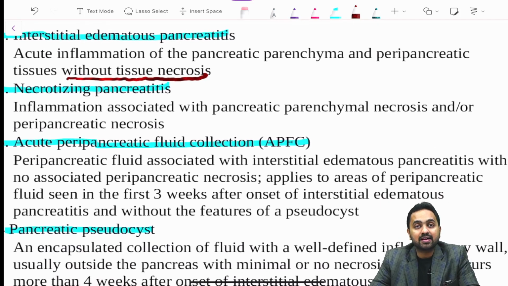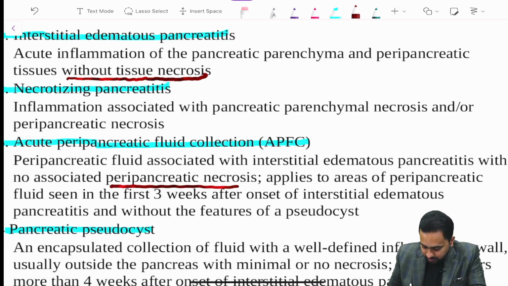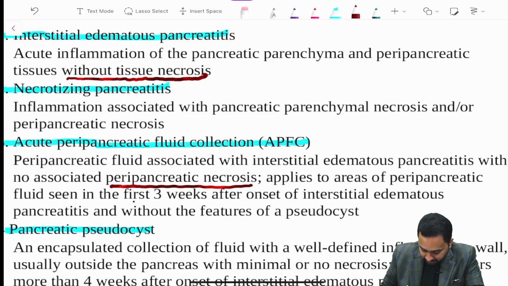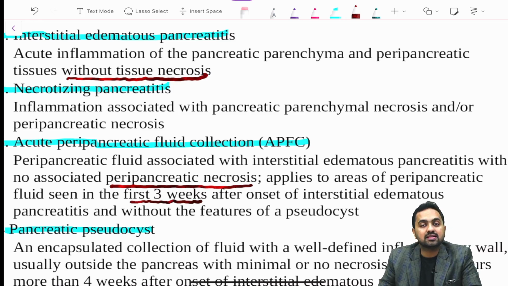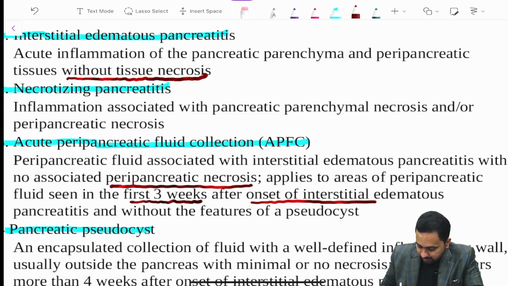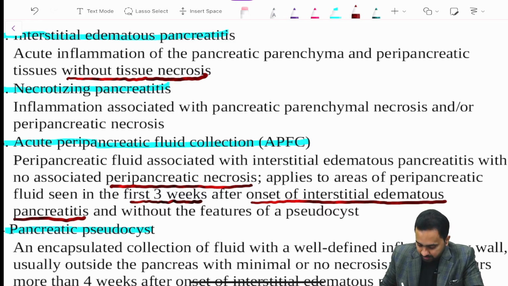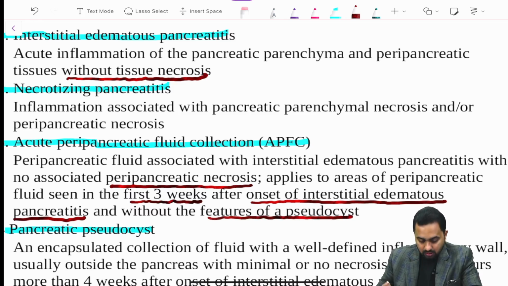Then we have your acute peripancreatic fluid collection. So this is peripancreatic fluid associated with interstitial edematous pancreatitis with no associated peripancreatic necrosis and applies to areas of peripancreatic fluid seen in first 3 weeks after onset of interstitial edematous pancreatitis and without any features of pseudocyst. So this is about your acute peripancreatic fluid collection when there is no pancreatic necrosis seen in first 3 weeks after your interstitial edematous pancreatitis and no features of your pseudocyst.